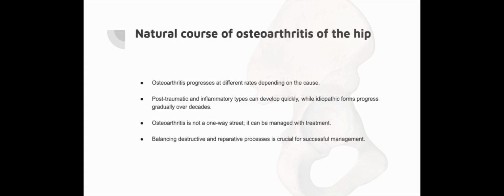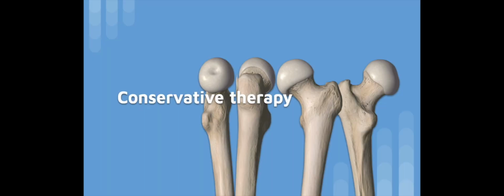The natural course of osteoarthritis of the hip. The temporal course of osteoarthritis can be very variable. This partly depends on the cause. In post-traumatic disorders or in an inflammatory condition, the course may be months or years, while in more idiopathic forms it may extend over several decades. In general, arthrosis deformans is not an inevitable one-way downward process, but there is always a delicate balance between destruction and reparative processes. This can be addressed with adequate treatment.